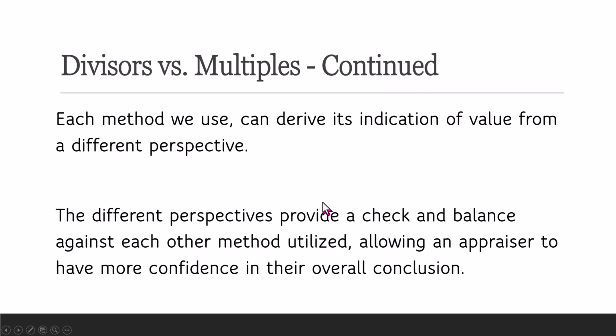what I really want to get into is the fact that each method that we use derives its indication of value from a different perspective, or can derive its indication of value from a different perspective. I'm not going to say will, because it is possible to take a market multiple, calculate its inverse, use it as a cap rate, and come up with the same answer that way. But if you're using the same underlying data to derive your risk rate for a capitalization of earnings method and a market multiple method, you're going to get one perspective. Two methods using the same data to come up with the same answer, basically. So you've got to be careful with what you're doing there.